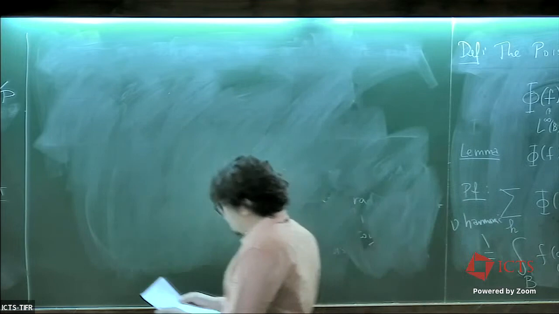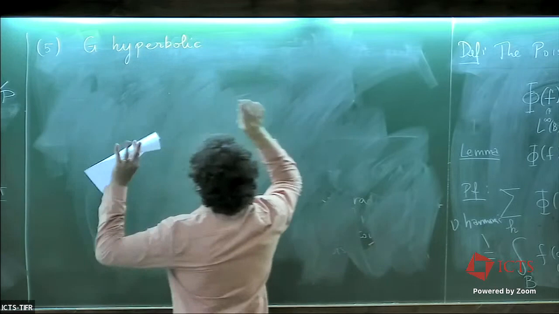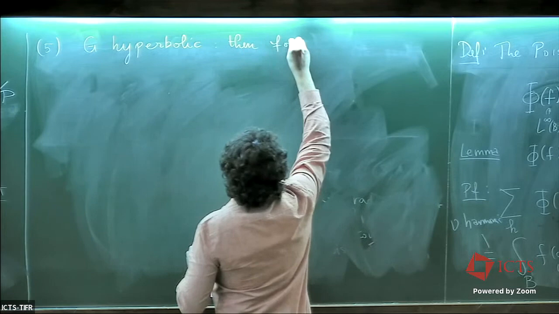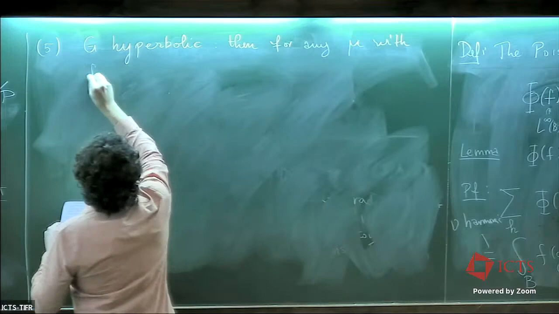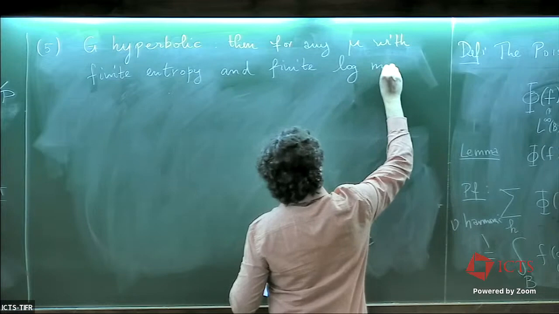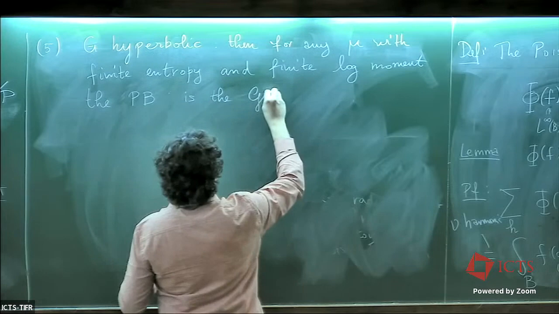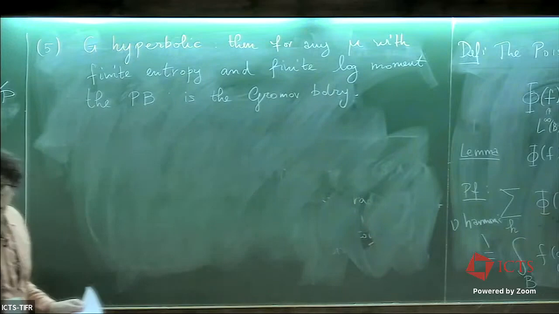Okay, so let me now state the theorem. Now, what are our favorite groups? Okay, hyperbolic groups. So if G is hyperbolic, and then hyperbolic-like groups, then for any mu with finite entropy, so I'll define the entropy, and finite logarithmic moment, the Poisson boundary is the Gromov boundary, again with the measure which is defined by taking the random walk and convergent.